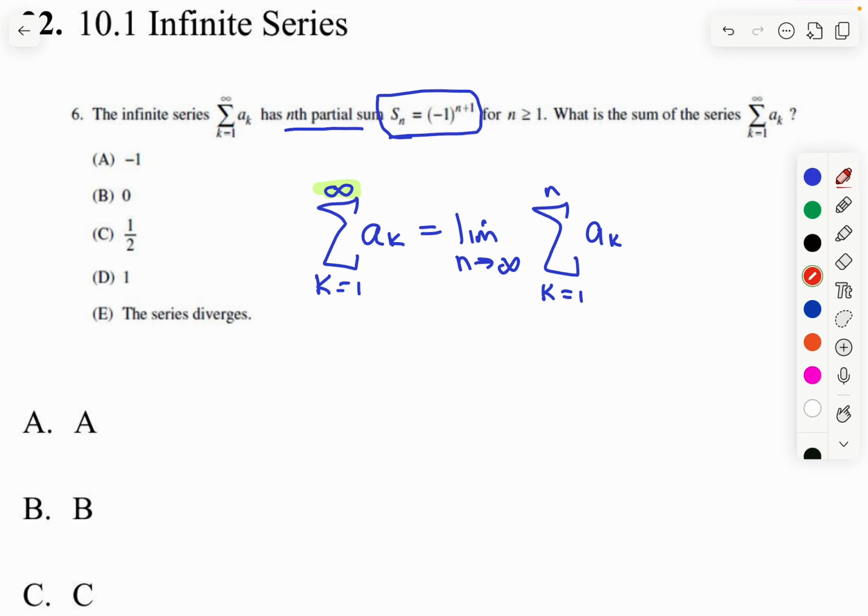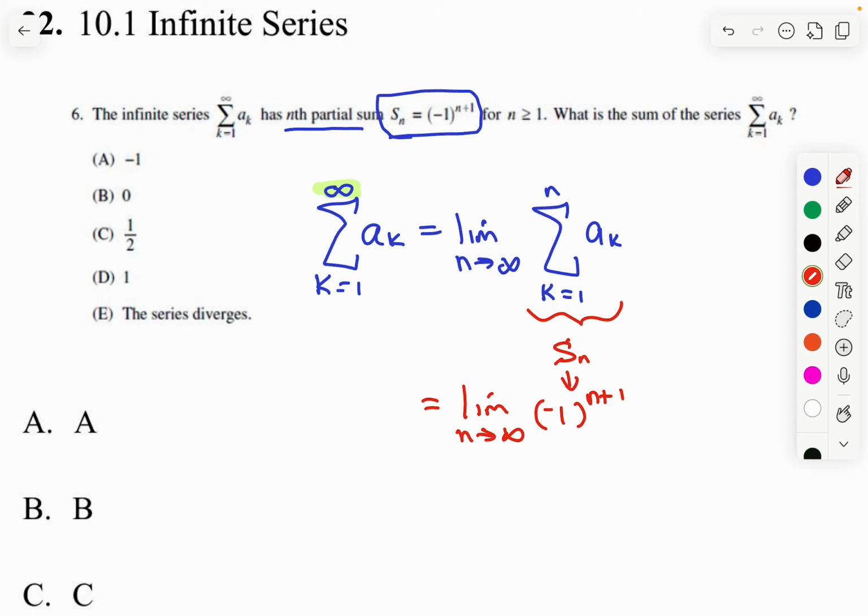So what they're telling us is, hey, we know a formula for that. This is what s sub n is. It's the nth partial sum, because we're just adding up n terms. And they're telling us that they have a formula for that. So I'll put in that formula, and the idea here is, does this have a limit? So the nth partial sum is -1 to the n plus 1.